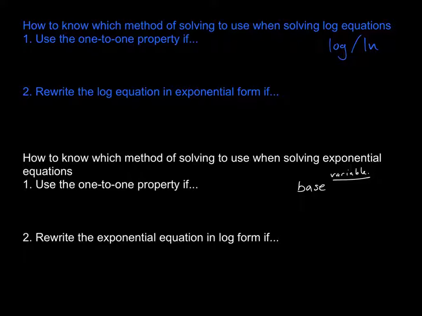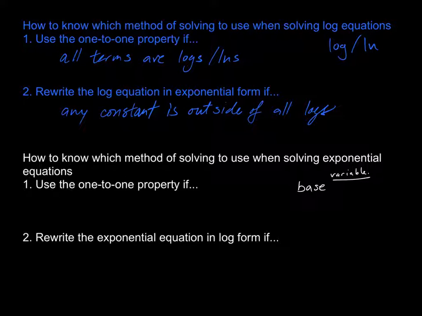You will use the one-to-one property if all terms are logs or natural logs. And that's it. Everything is inside an argument. You will want to use the rewriting in exponential form strategy if there's a constant outside of a log. So here you can see it. Any constant is outside of all the logs. So those are your clues. And again, we will take a look at some examples on the next page.